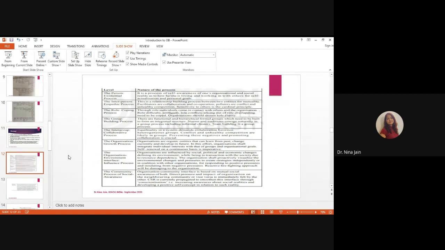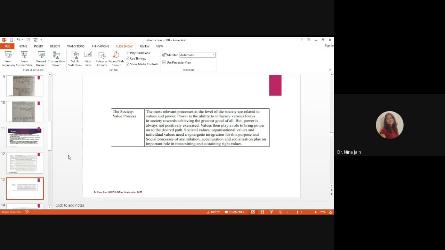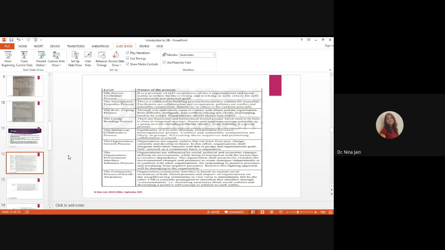First he defined the levels, like the person existential process, the interperson empathetic process. One by one, we have to study all these processes, and we have two slides on this, and the process is already written in them. So he said the person existential process is what? He said it is a process of self-awareness of one's organizational and social reality, as to how he or she is living and working with others, or self-actualization and personal goals.